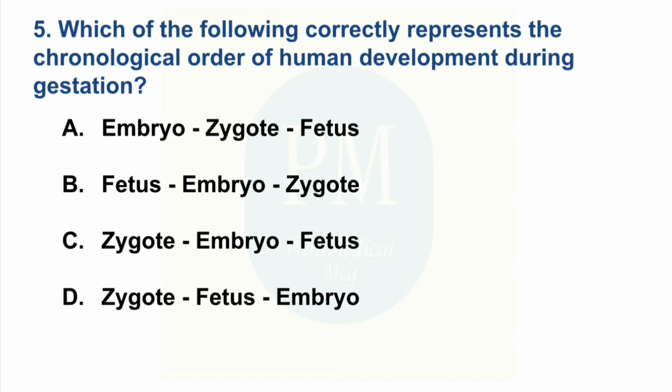Which of the following correctly represents the chronological order of human development during gestation? Option A. Embryo, zygote, fetus. Option B. Fetus, embryo, zygote. Option C. Zygote, embryo, fetus. Option D. Zygote, fetus, embryo. The correct option is option C. Zygote, embryo, fetus.